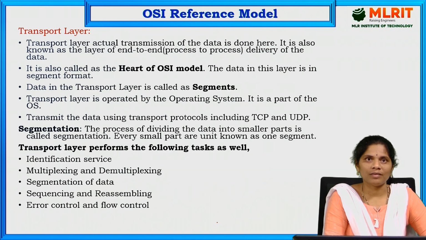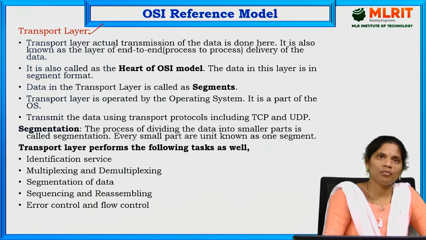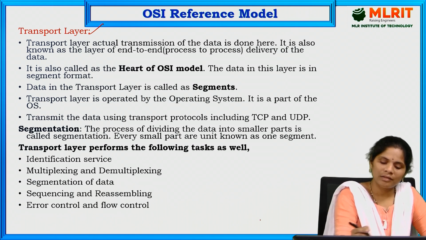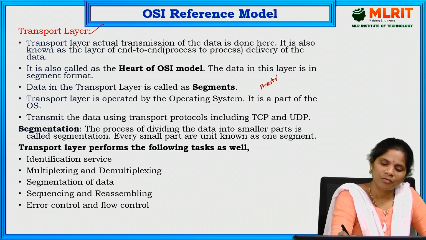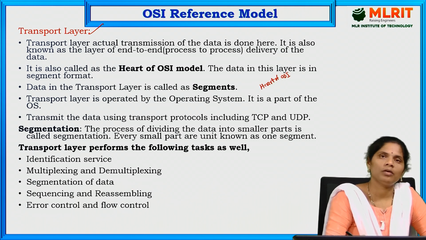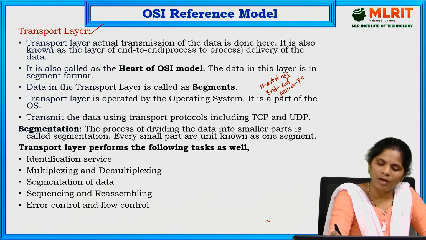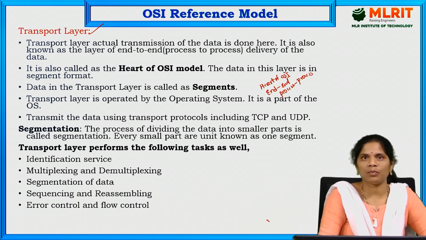And the next one is the transport layer. This is the fourth layer of the OSI reference model. What is the transport layer here? This transport layer is also called the heart of OSI. It is also called the end-to-end layer, and it is also called process to process. All these names relate to the transport layer only.